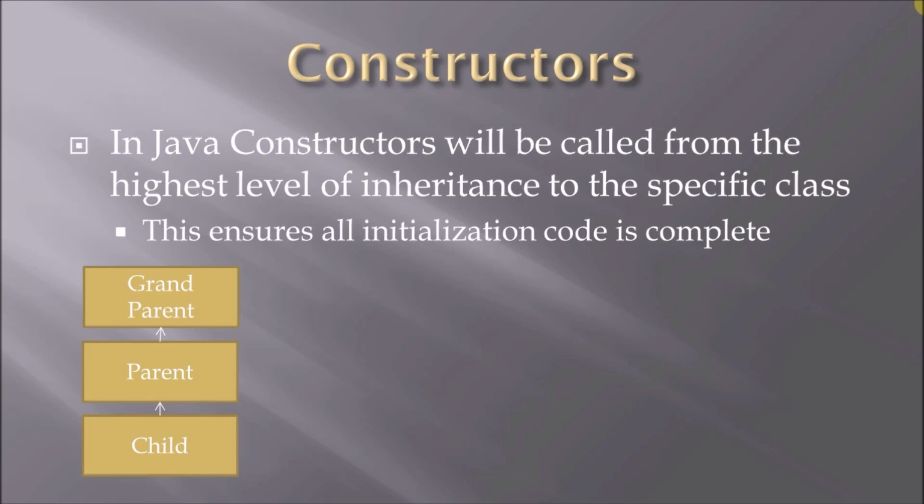In Java, the constructors will be called from the highest level of inheritance to the specific class. This ensures all initialization code is complete. So here we have the grandparent, the parent which inherits from the grandparent, and the child, which inherits from the parent. And yes, I know my arrows are not quite right, so for you UML gurus out there, I apologize. If this was the scenario, and I invoked a constructor on the child class, I would first invoke the grandparent constructor, then the parent constructor, and then the child constructor. This is not consistent across all programming languages, but C++ and Java will do this.